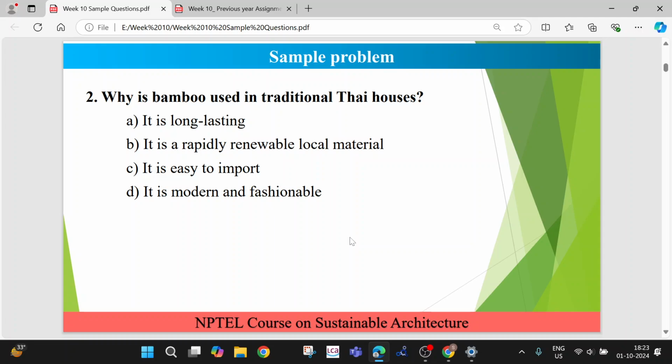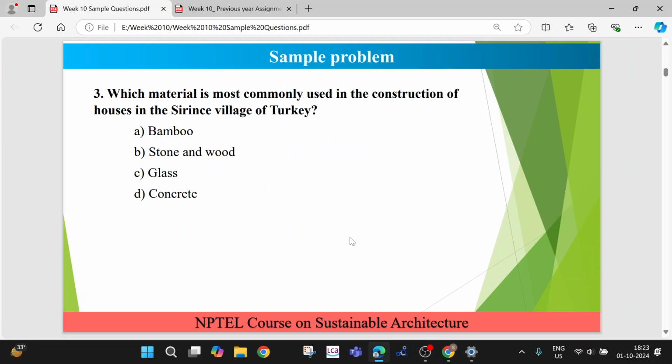Since this bamboo is chosen because it grows quickly and is locally available, making it sustainable and suitable for the local environment. So that's why it is considered in the houses of Thai. Fine. Let's move to the third question then, and let's see how many of you can answer this question as well. Here's the third question for all of you.